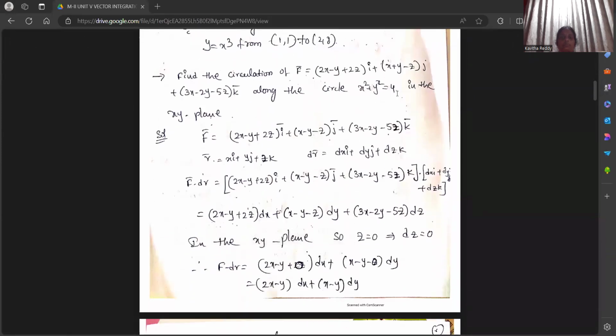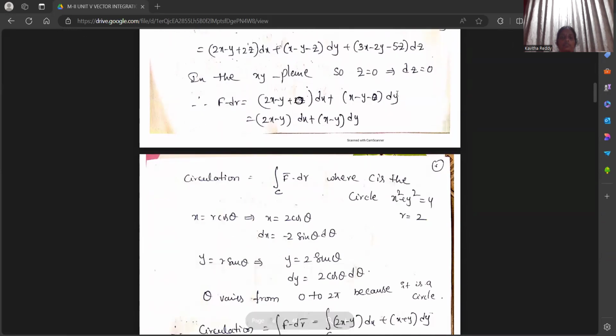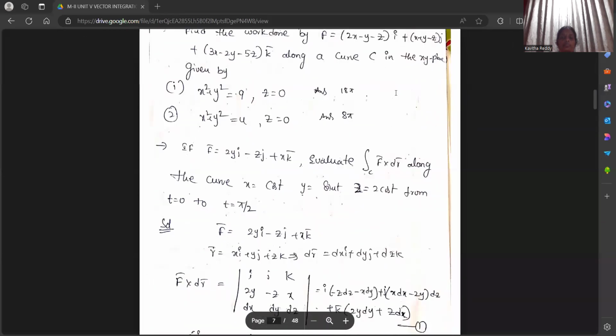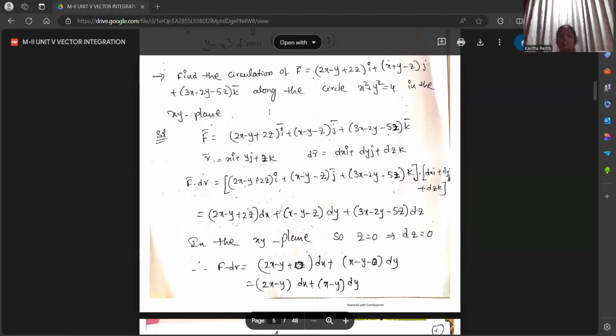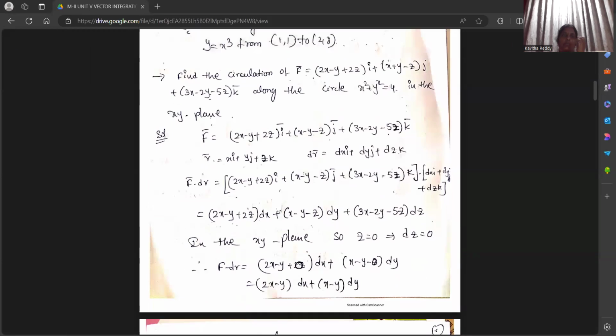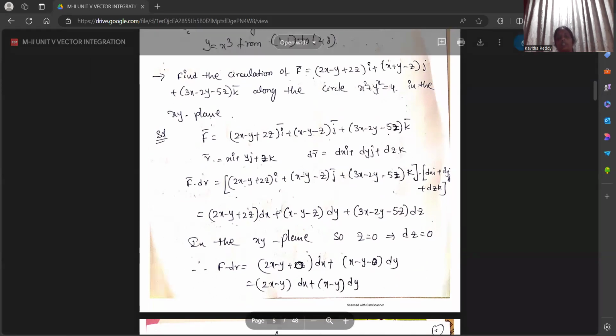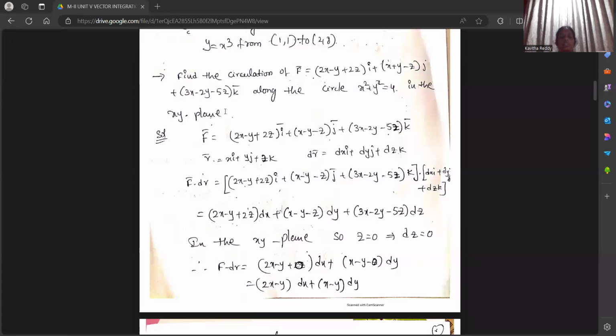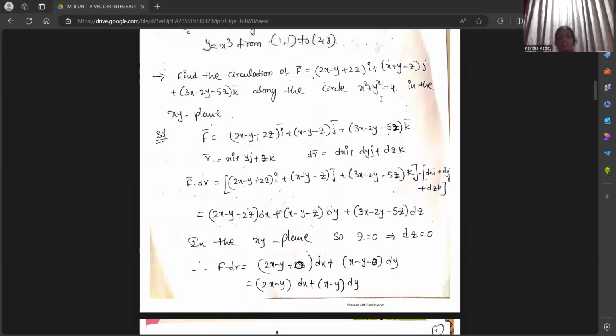Next problem. Find the circulation. Circulation is nothing but, what is the problem? Find the circulation. F bar equals 2x minus y plus 2z into i plus x plus y minus z into j plus 3x minus 2y minus 5z into k bar, along the circle x square plus y square equal to 4 in the xy plane.